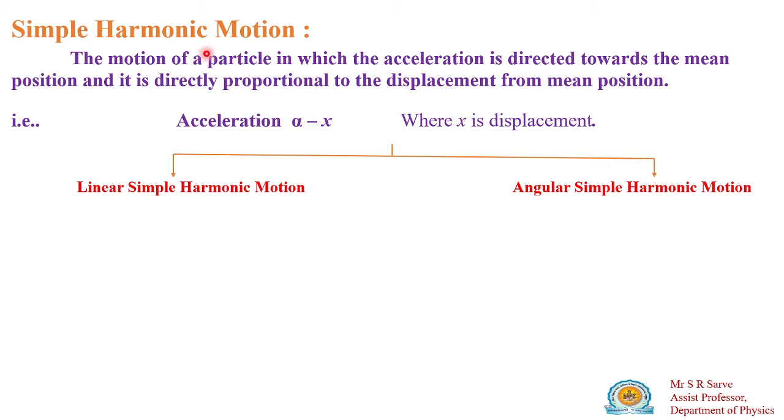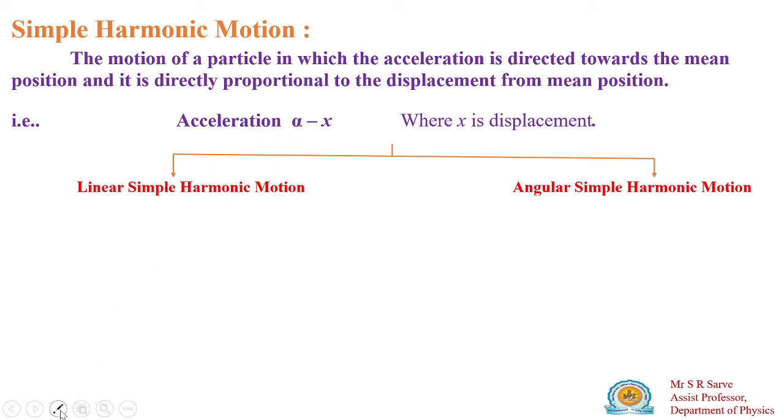So if this condition is satisfied by a particular motion, then that motion is known as simple harmonic motion. So what is the condition for simple harmonic motion? Acceleration should be directly proportional to the displacement from the mean position, and acceleration and displacement are both oppositely directed.